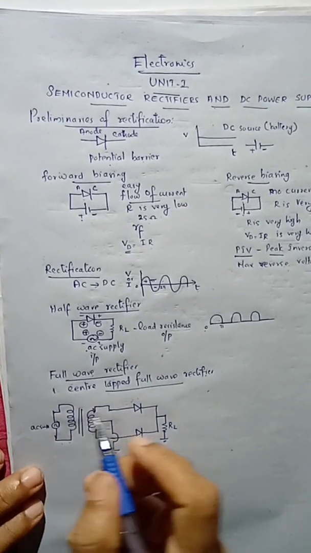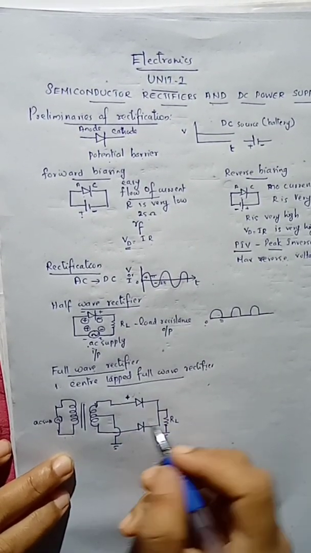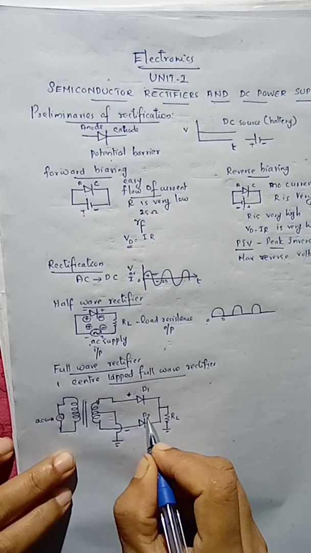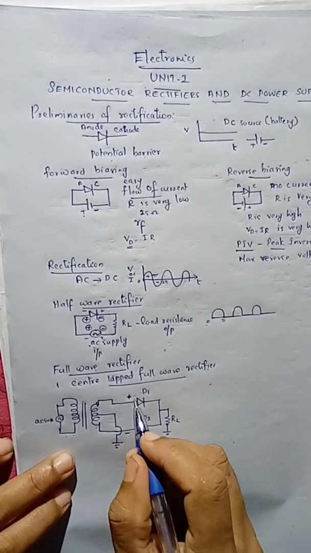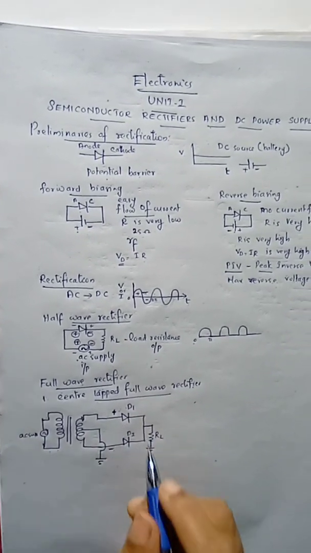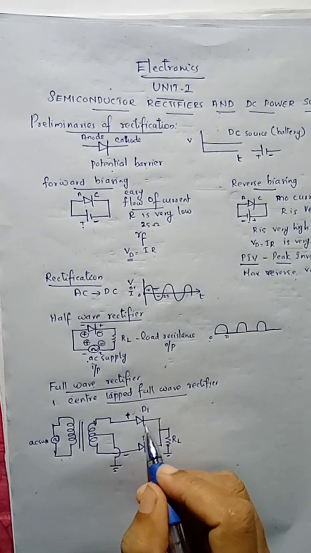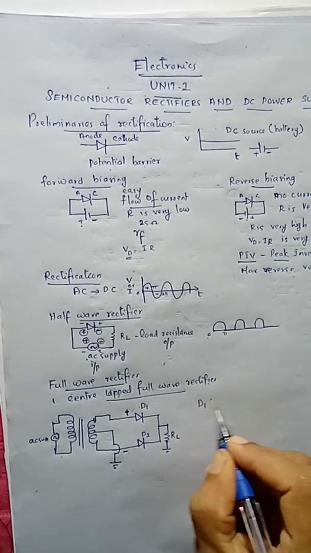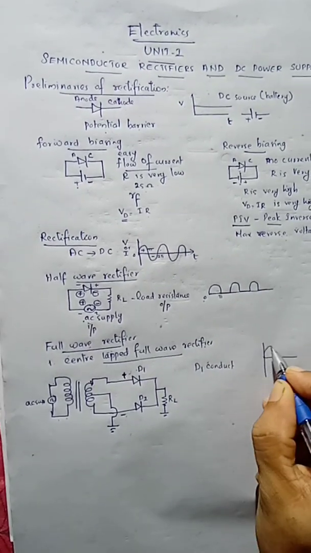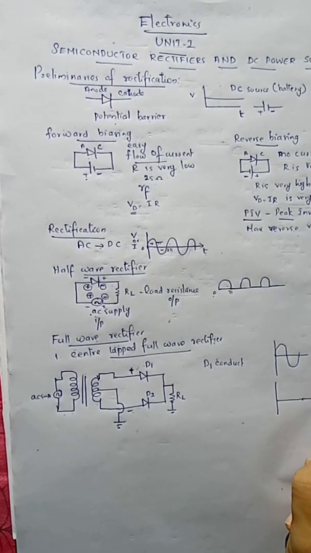Since this is an AC supply, at a particular instant of time, this end becomes positive and this end becomes negative. So we can deal with the two diodes. During this half cycle of the input AC, in the case of diode D1, the anode is connected to positive and the cathode is connected to the negative part. So this diode D1 conducts. This is our input AC. We can represent it like this, and suppose we represent the output voltage like this.